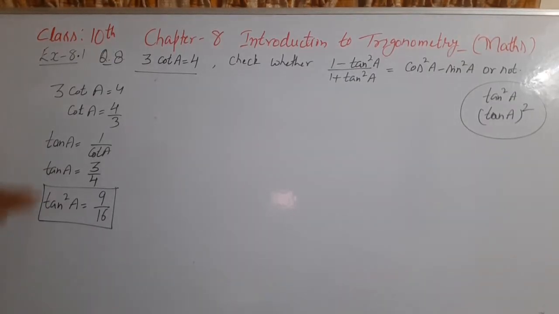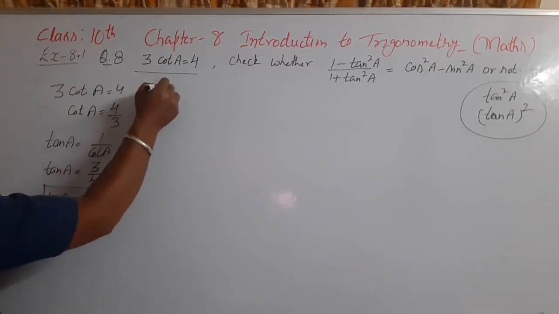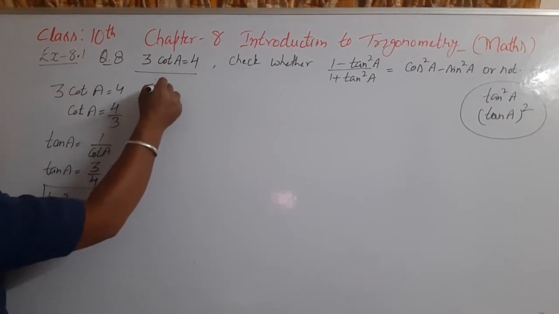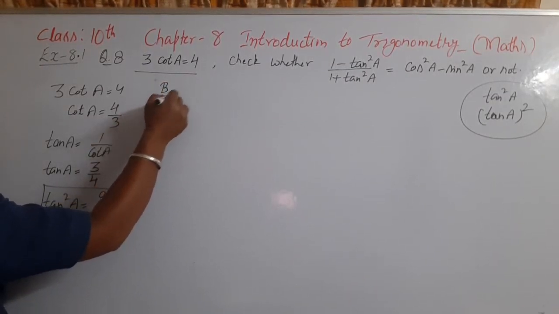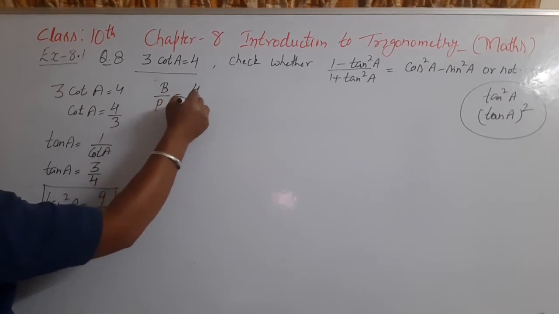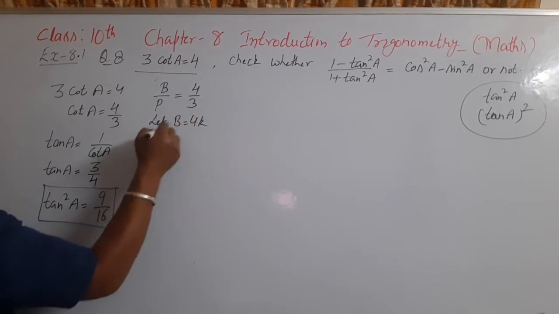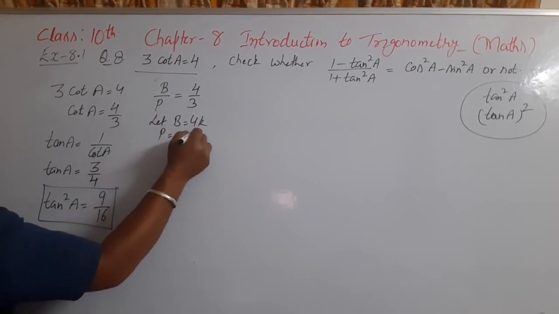Now it has been given that cot A is equal to 4 by 3. That is, which ratio does cot A represent? Cot A is base upon perpendicular, which is equal to 4 upon 3. So let base is equal to 4k and perpendicular is equal to 3k.